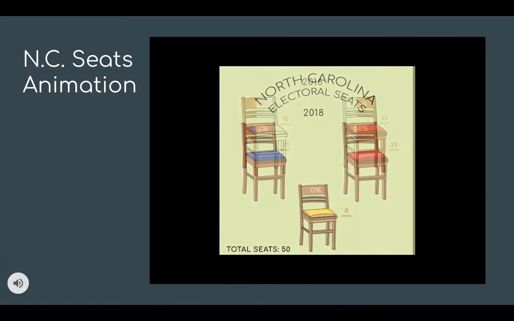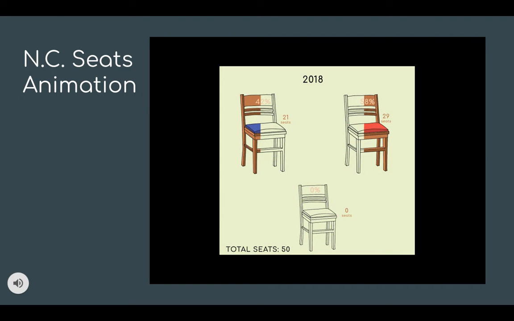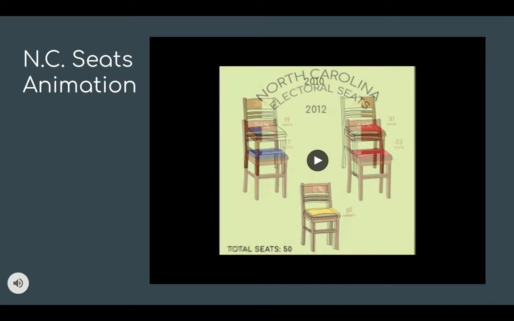This animation is meant to show the viewer how the percentage and the number of seats correlate with one another, in addition to having a cohesive sequence of how they are changing every 2 years.